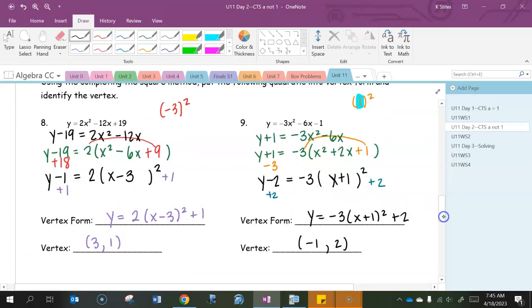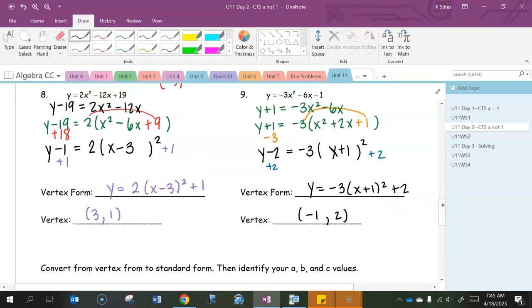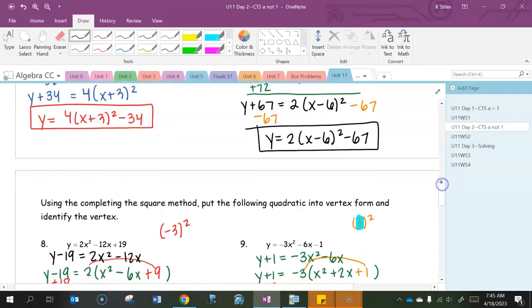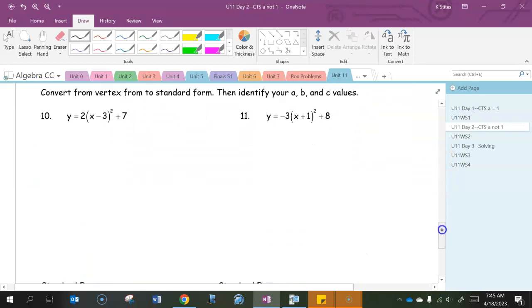All right, the last thing we're going to do is convert from vertex form to standard form, which is what we did yesterday. So this just adds one more step from our foiling yesterday because we're going to have that 2 in front. Okay, here's the really, really important thing. You cannot distribute this 2 right now because there's an exponent here. So what we're going to do is the 2 is going to stay out front.